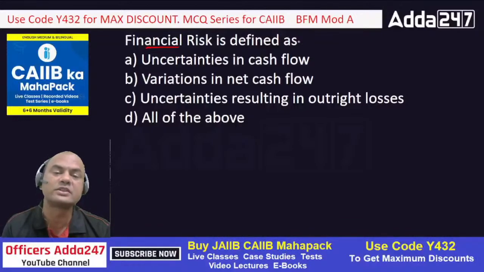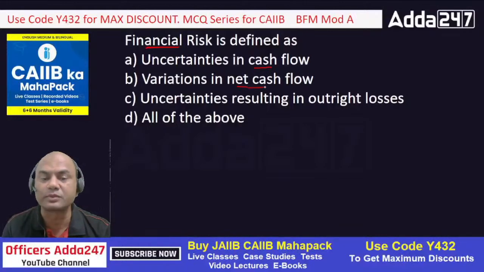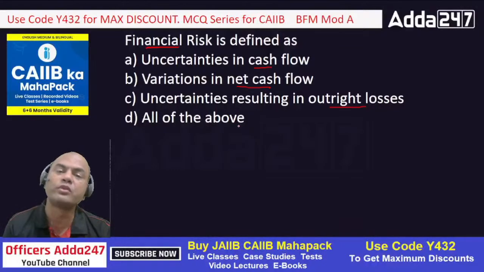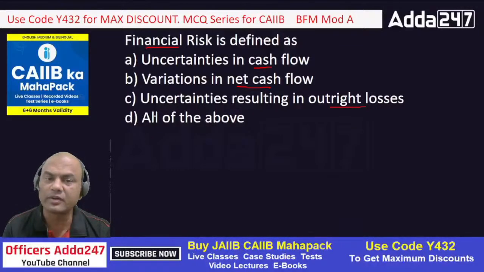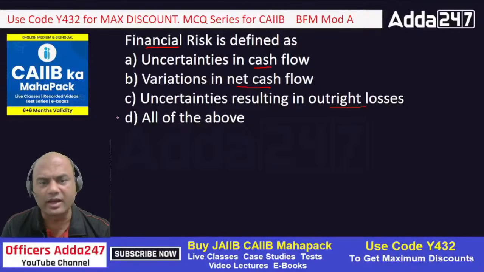So financial risk is defined as: uncertainties in cash flow, variations in net cash flow, uncertainties resulting in outright losses, and all of the above. Now many of you will type what? D, all of the above. Everyone is typing D, all of the above. Is it? Okay. Agreed. The answer is D.